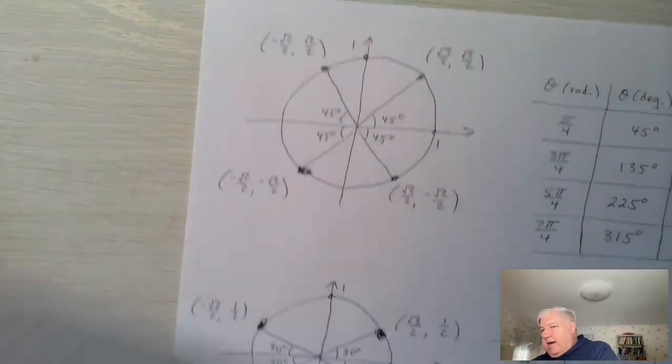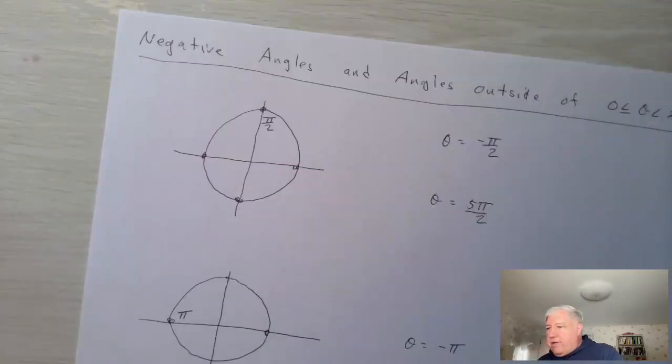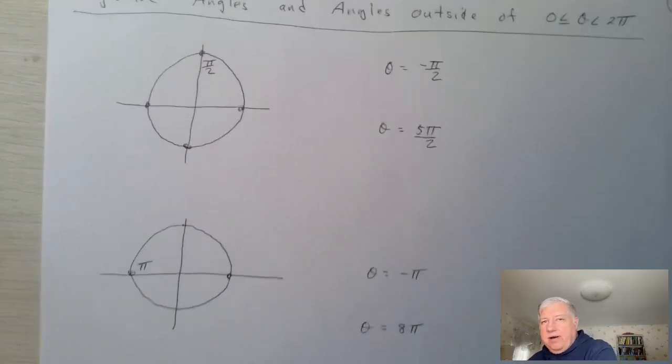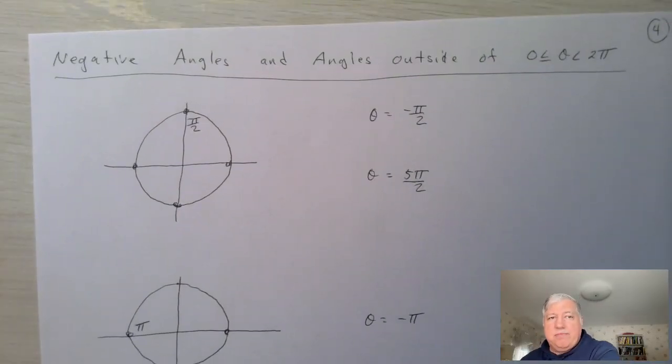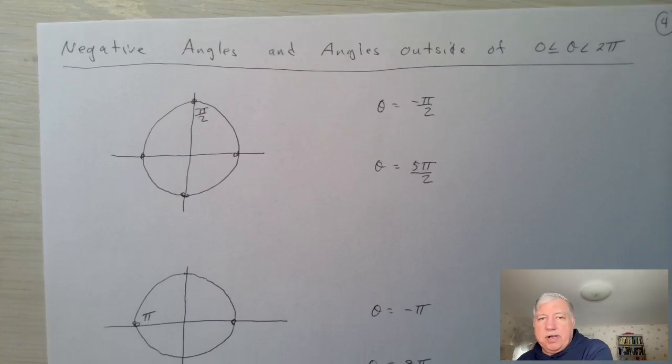Okay. Finally, we can handle the trig function values of negative values and angles outside of 0 degrees to 360 degrees, or from 0 to 2 pi. Just keep remembering that negative angles just mean we're moving in the opposite direction. We're moving clockwise instead of counterclockwise.